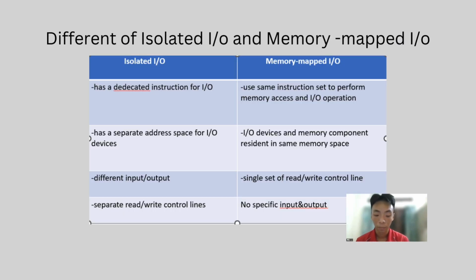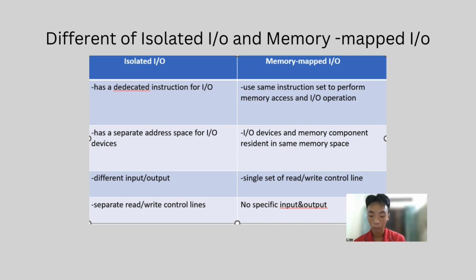About the difference of isolated I/O and memory mapped I/O. First, isolated I/O has a dedicated instruction for I/O. They have a separate address space for I/O device. They have different input and output. They have separate read and write control line.